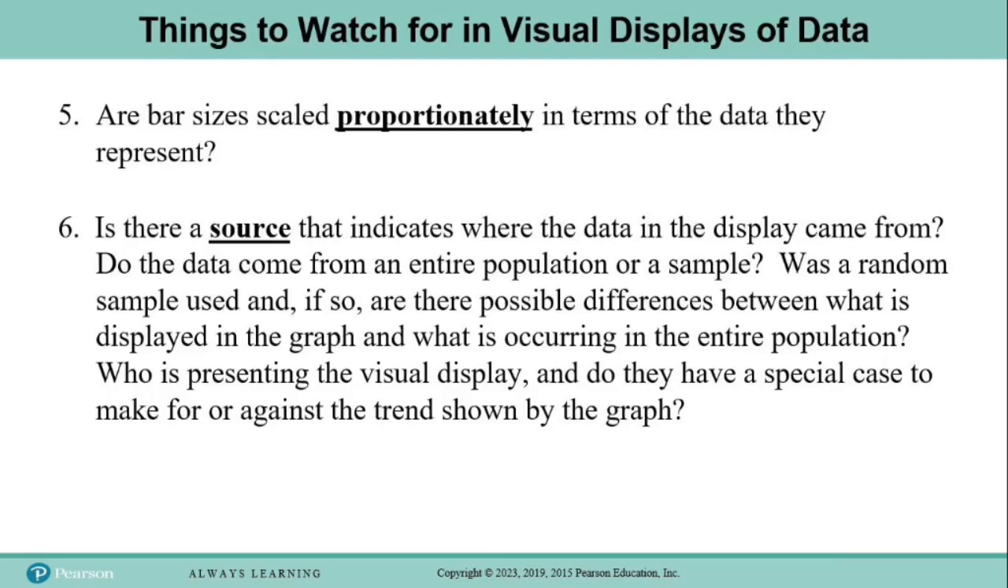And if so, are there possible differences between what's being displayed in the graph and what's occurring in the entire population? Who is presenting this graph? And does that person have a special case to make against or for the trend shown by the graph?